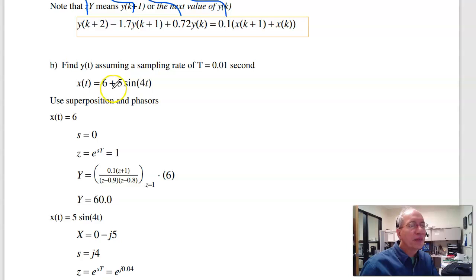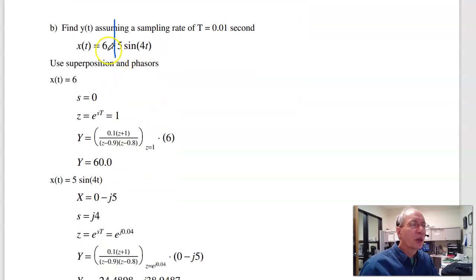On part B, if the input is a DC and an AC term, same procedure. Use superposition, treat that as two separate problems. When the input is 6, s equals 0. Z is e to the st. That's the connection between the S-plane and Z-plane. When s equals 0, z equals 1. This is the gain everywhere. Analyze that at z equals 1 times the input, and I get 60.